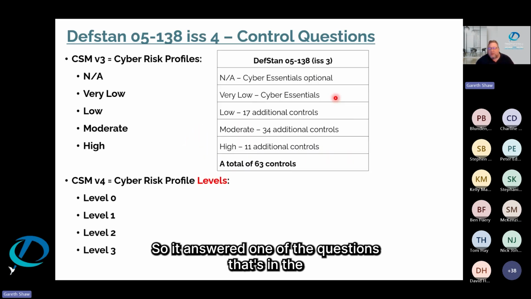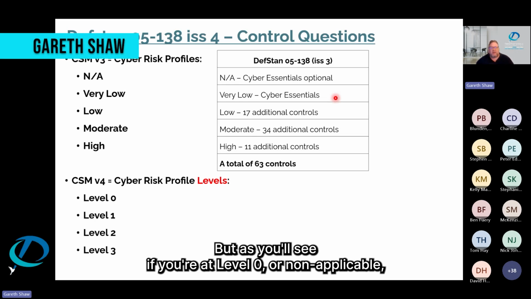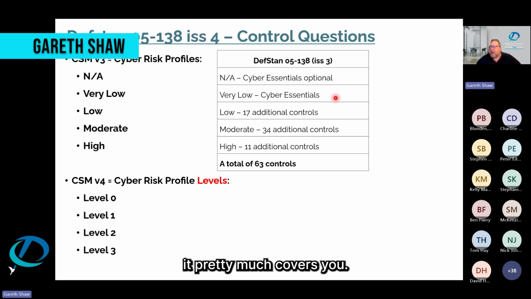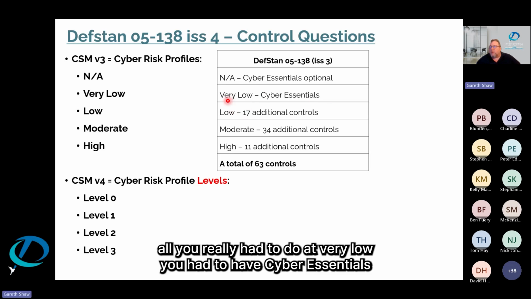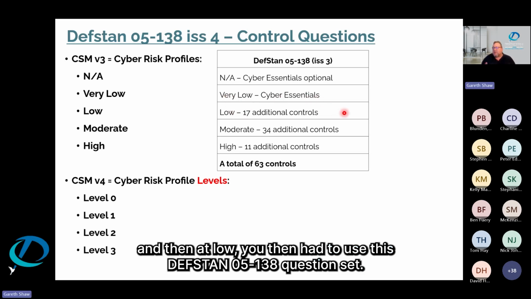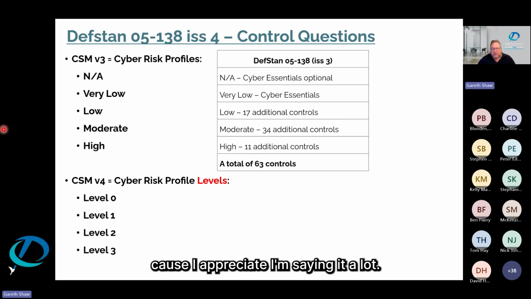So, answer to one of the questions that's in the chat there, is that both the DCC or CSM isn't just answered by Cyber Essentials, but as you'll see, if you're at level 0 or non-applicable, it pretty much covers you. So all you really had to do at very low, you had to have Cyber Essentials, and then at low, you then had to use this DEFSTAN 05138 question set. Just so people can understand what I'm talking about, because I appreciate I'm saying it a lot.